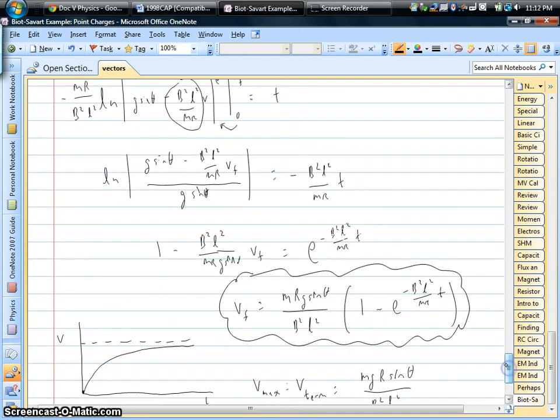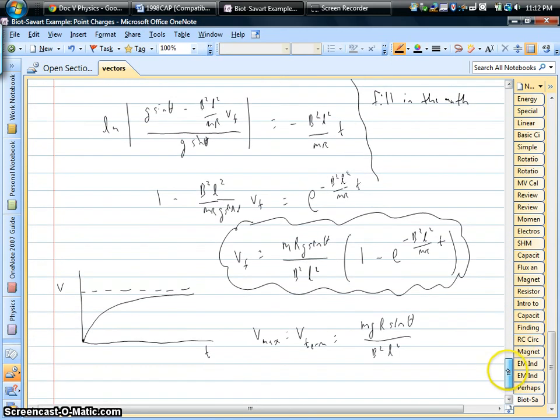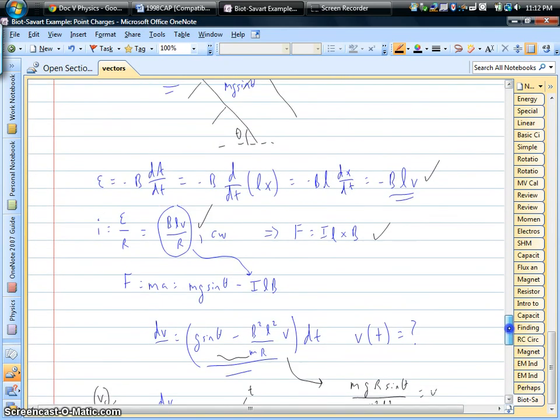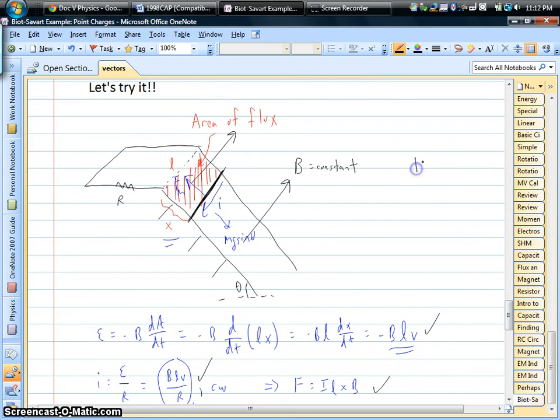So if you need to review this as often as you need to, keep in mind going through this derivation, you might want to try to do the algebra yourself. Fill in the math that I kind of skipped over. Again, I did that for time's sake. And see if this makes sense at all. I hope this helps. It was kind of a weird problem.